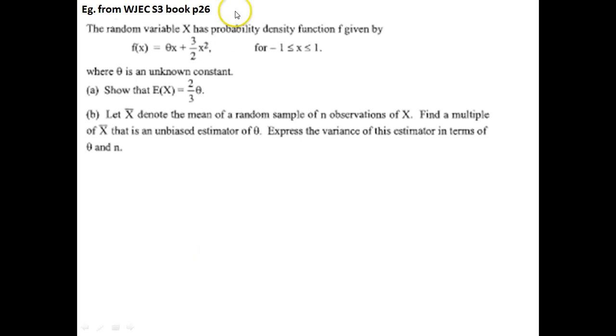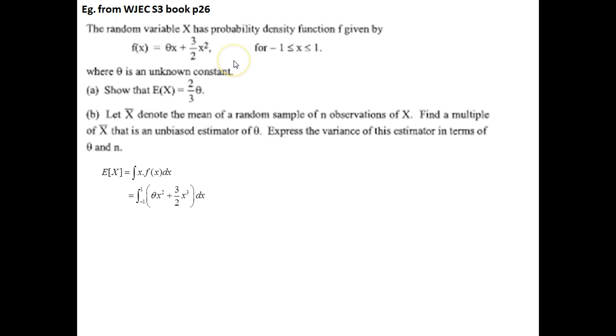An example from the old WJEC S3 book. The random variable x has probability density function f, given by f of x is (theta x plus 3 over 2 x squared), where x is between -1 and 1. Theta is an unknown constant. Show that the expected value of x is 2/3 of theta. And then let x bar denote the mean of a random sample. Find a multiple of x bar that is an unbiased estimate of theta, and express the variance of this estimate in terms of theta and n.